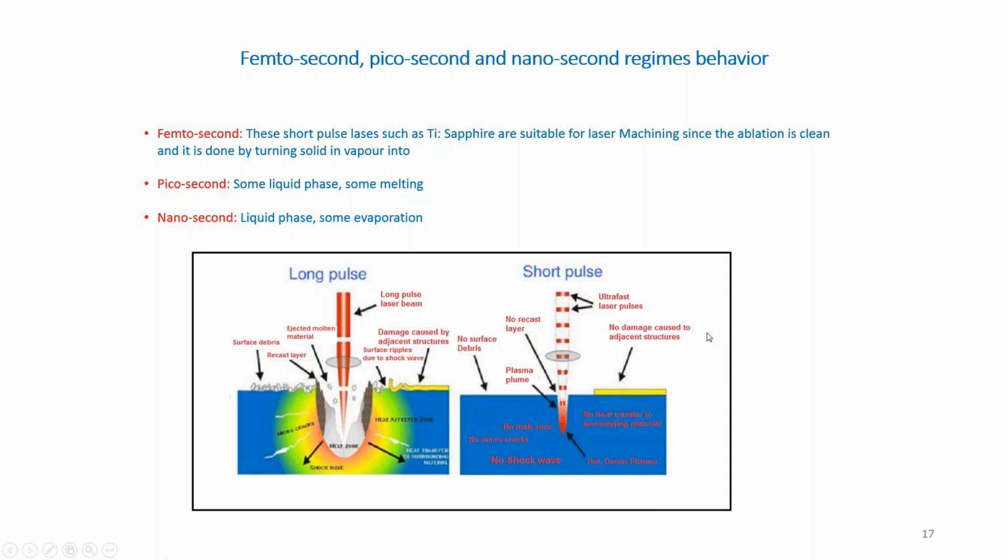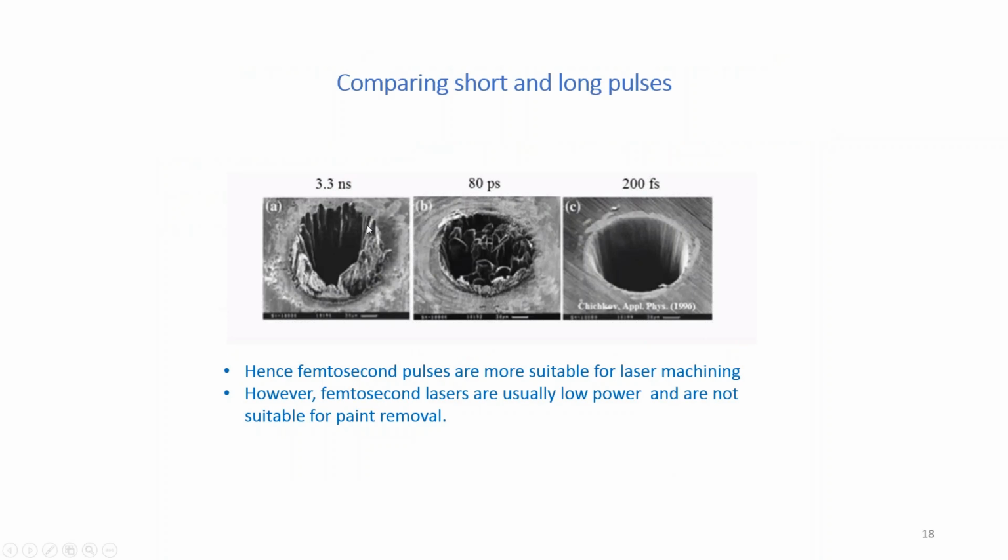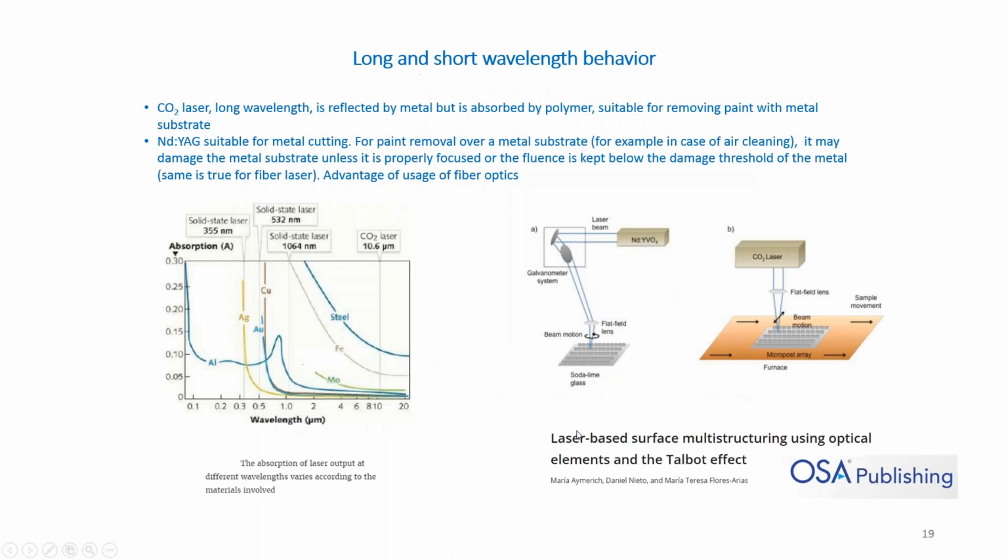Here is an example of the effect of long and short pulses. You can see this hole, of the same diameter, is cut by a femtosecond laser with a very clear cut and no debris. The 80 picosecond pulse, an order of magnitude longer, leaves some debris, and a nanosecond pulse creates a lot of debris around the hole. So this is the difference between the three lasers.